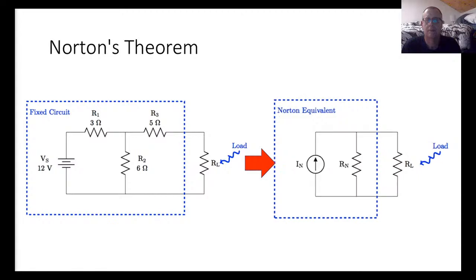Similarly, Norton's theorem allows you to do the same thing, except rather than having a voltage source and a series resistor, now we can have a current source and a parallel resistor. So I_N and R_N, but it has exactly the same idea. You can replace a complex fixed circuit with a simpler Norton equivalent circuit.